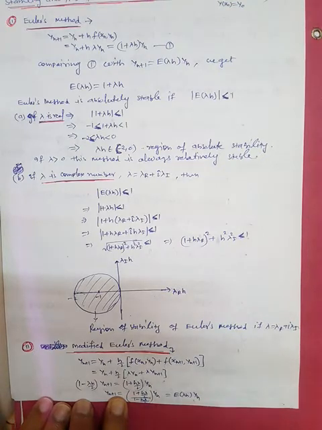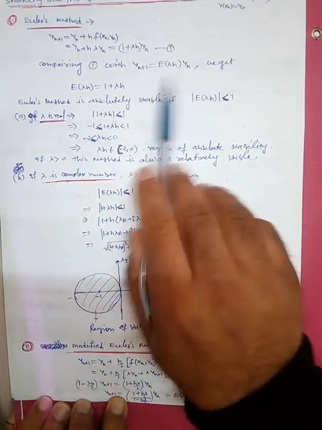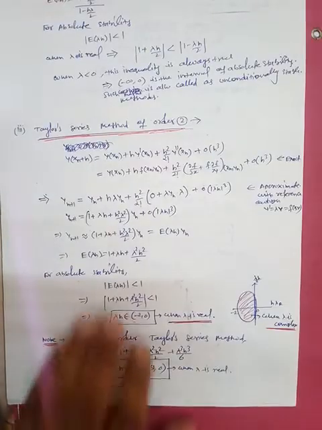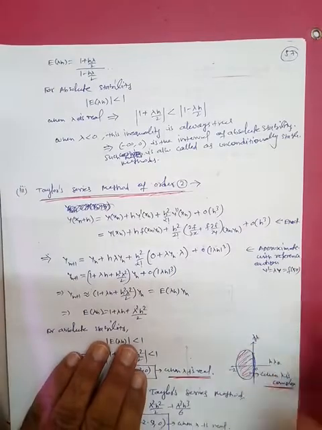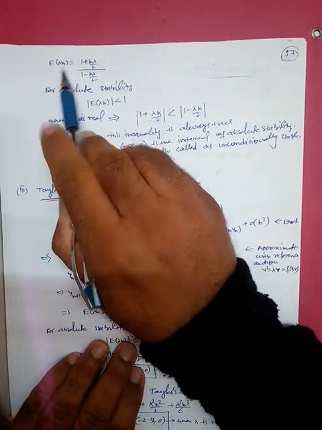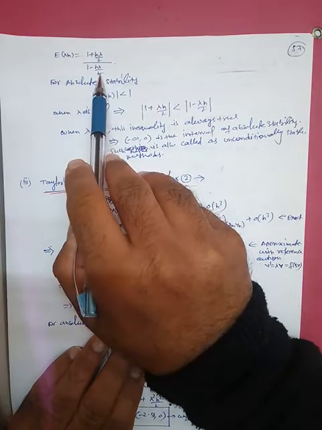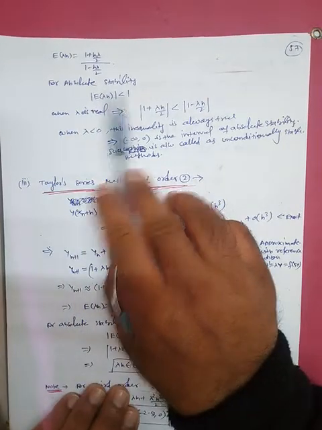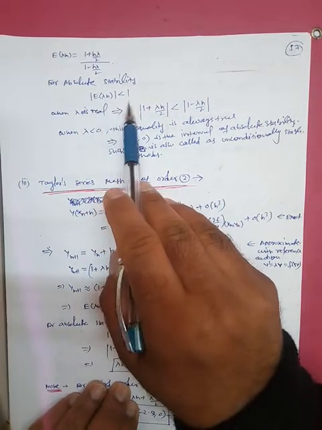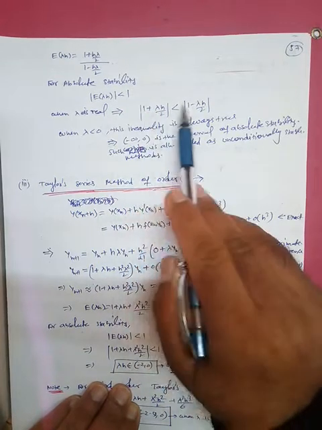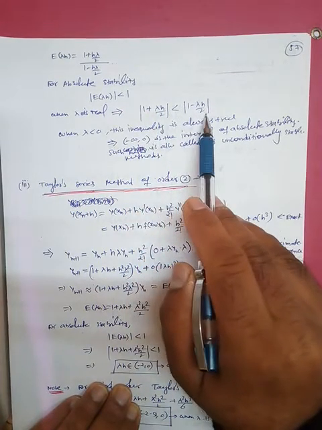Comparing with this relation, we can say that this is basically your E(λh), so y_{n+1} = E(λh) y_n. In this case, E(λh) is basically (1 + hλ/2) divided by (1 - hλ/2). Now for absolute stability, the magnitude of E(λh) is less than 1. That means |1 + λh/2| should be less than |1 - λh/2|.